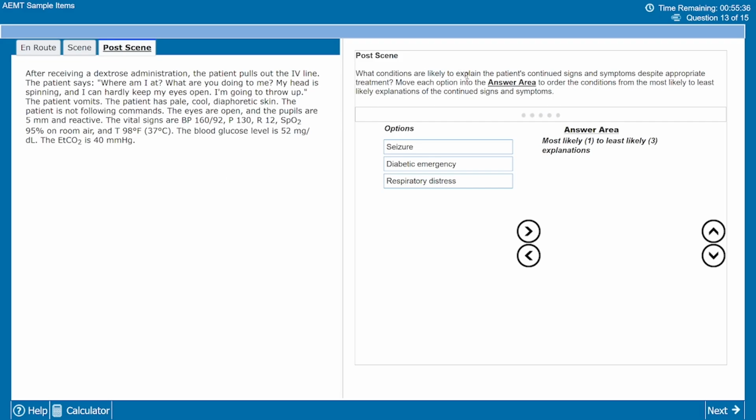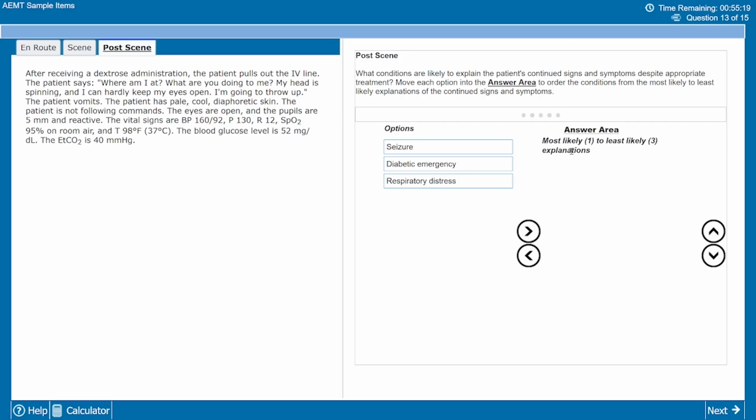What conditions are likely to explain the patient's continued signs and symptoms despite appropriate treatment? Move each option into the answer area to order the conditions from the most likely to least likely explanations of the continued signs and symptoms.